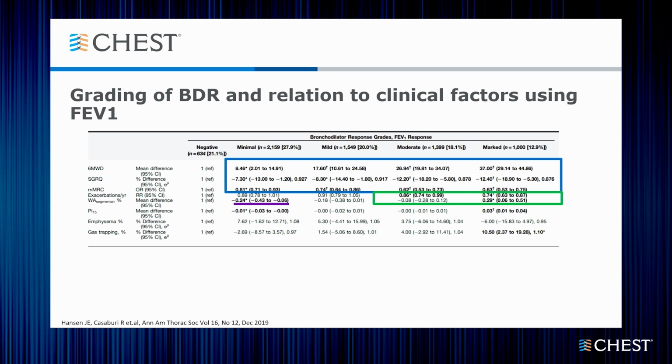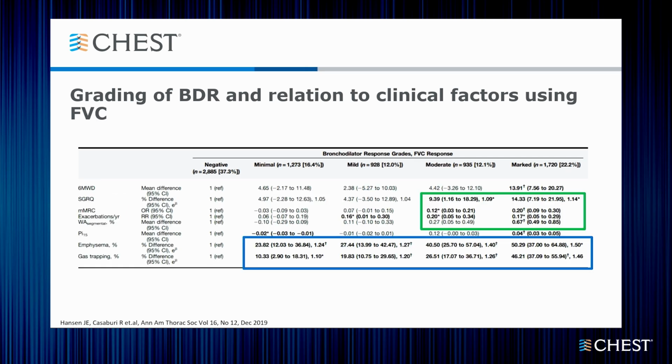St. George's Respiratory Questionnaire, and modified Medical Research Council dyspnea score. And then also, compared to the negative bronchodilator response, you can see on the right-hand side that the exacerbations were much fewer in those with moderate to marked bronchodilator response, and also low CT finding of airway wall thickness in that purple line that we have.